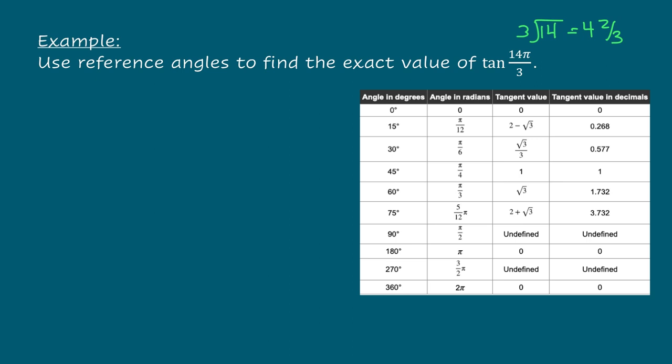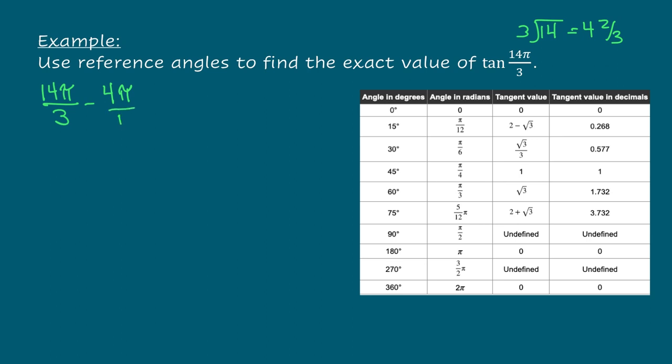So the first thing we're going to do, step 1, is calculate our reference value. For our technique, we're going to unwind our angle and get it between 0 and 2 pi. So let's subtract 2 pi from 14 pi over 3 in order to get it between 0 and 2 pi. We're going to have to subtract it 2 times, so I know that's going to be 4 pi. So I'm going to subtract 4 pi here, which is 4 pi over 1.